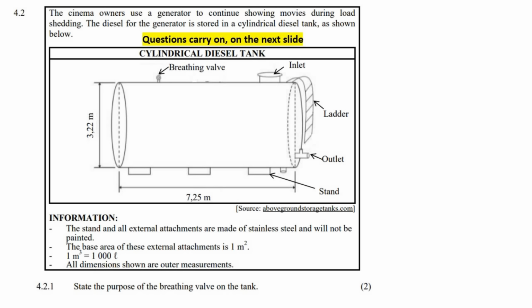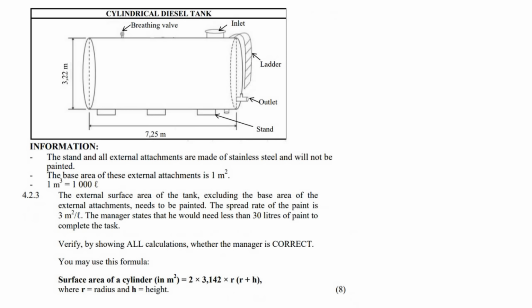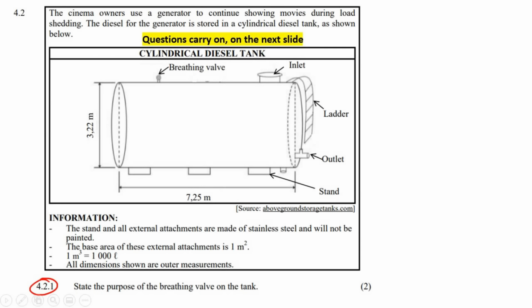So with this question over here, it does carry on. Here we've got this first part, a second part, and a third part. It says that a cinema owner uses a generator to continue showing movies during load shedding.